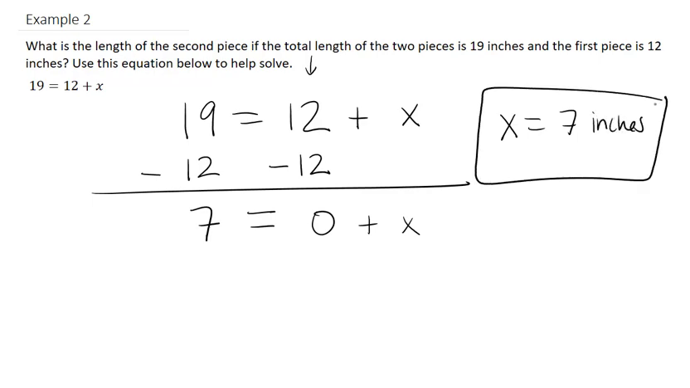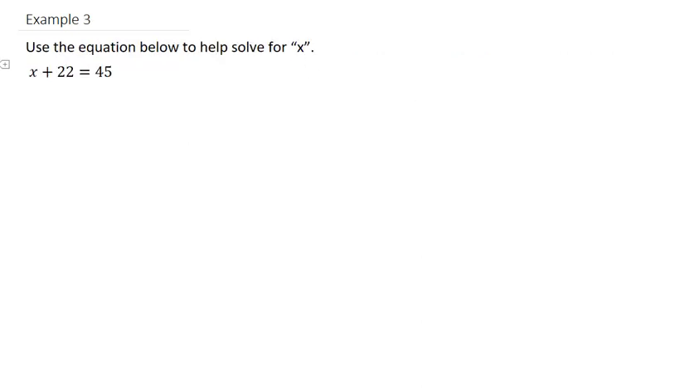Let's do another example. Example 3. Use the equation below to help solve for x. We have x plus 22 equals 45. So when we have this, we need to get x by itself. So we have a positive term.